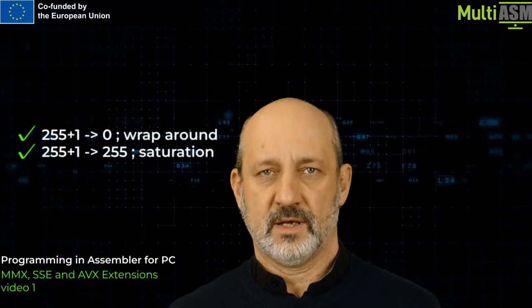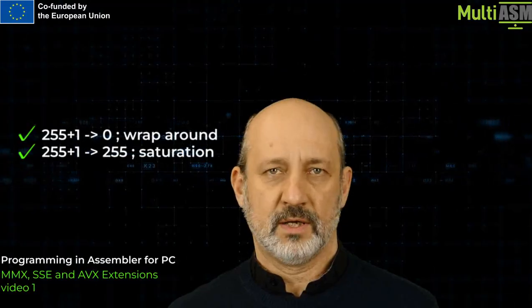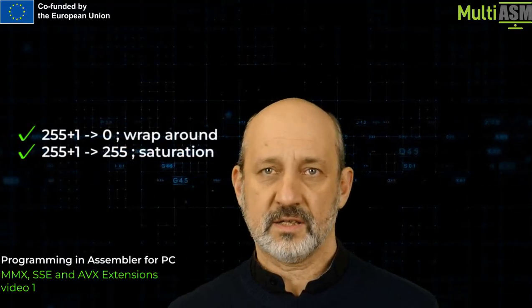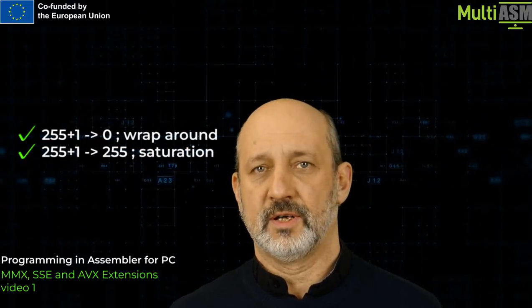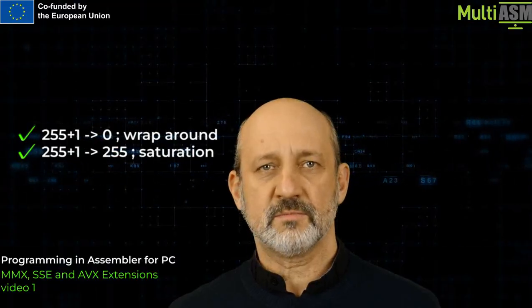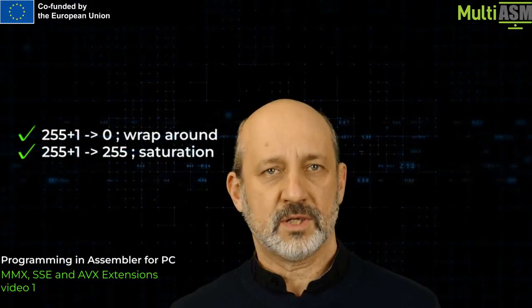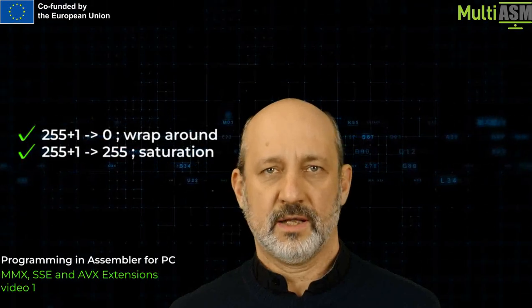This means that, for example, when a pixel reaches its highest brightness, it will no longer be brightened. This way, information about brightness differences is lost, but the resulting image looks more natural. Let's have an example. If we have 2 vectors of bytes and we add 255 plus 1, it gives the result of 0. In unsigned saturation, anything we add to 255 gives the result of 255. In signed saturation, the maximal value is 127 and the minimal minus 128. And this rule applies to all elements of a vector.